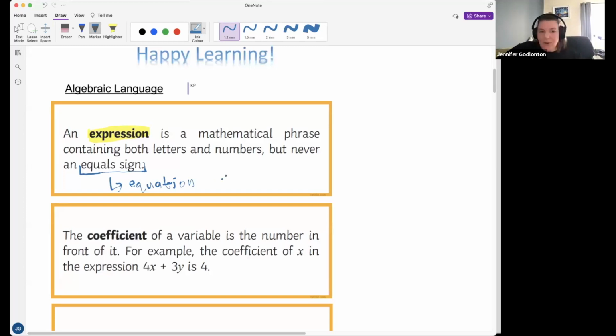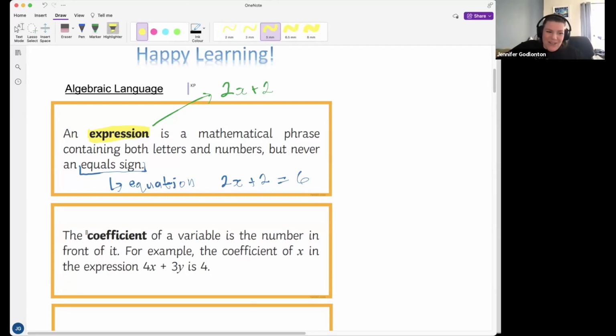An example of an equation, if I had 2x plus 2 equals 6, that's an equation, okay? If I have an expression, I can't have that equal sign. So I could have 2x plus 2. That's an expression because there's no equals. So those are the two big words that we work with. We have expressions and we have equations.